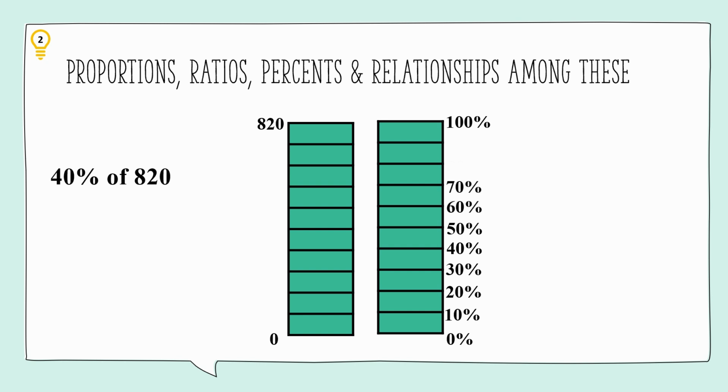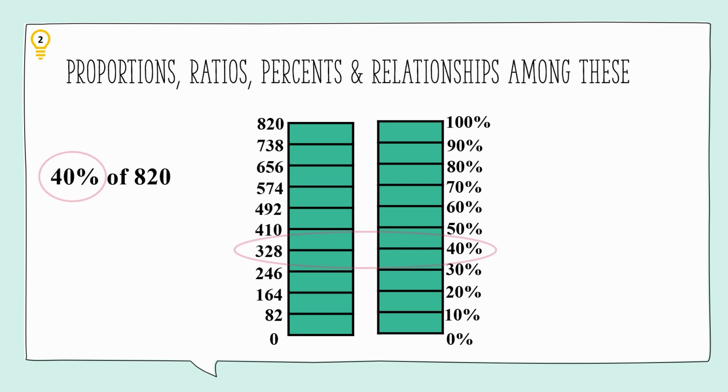Students then notice or calculate that 820 divided into 10 increments would be 82. Now on our 820 bar, we can label these increments going up by 82 each time. We then visually see that 40% of 820 is the same as the value of 328.